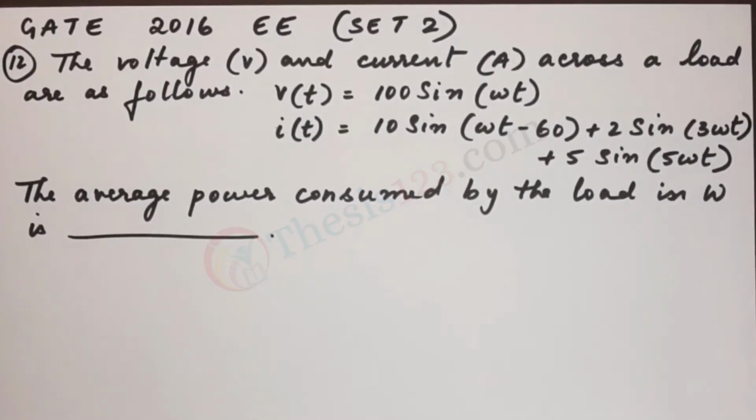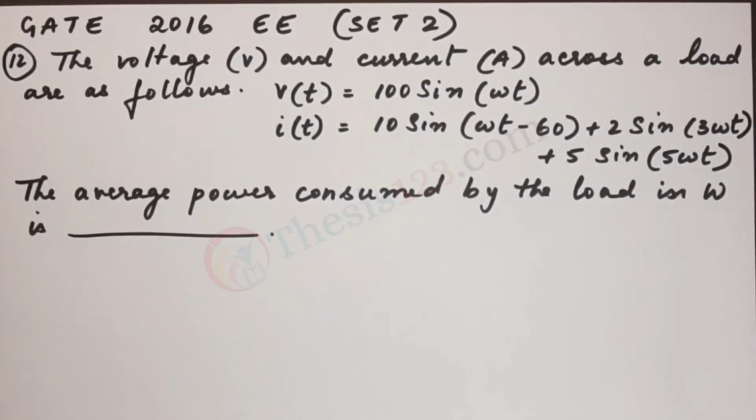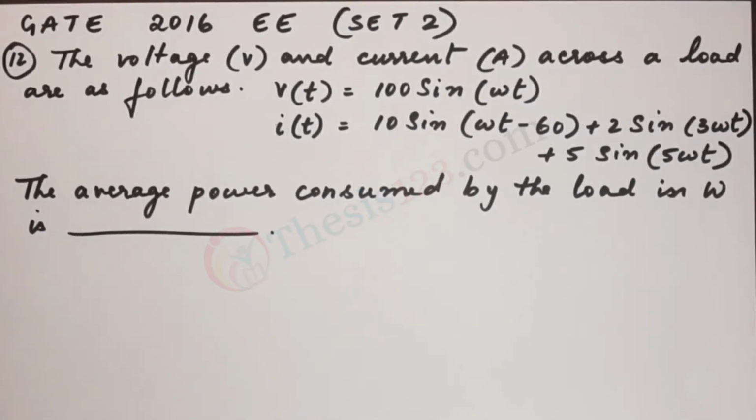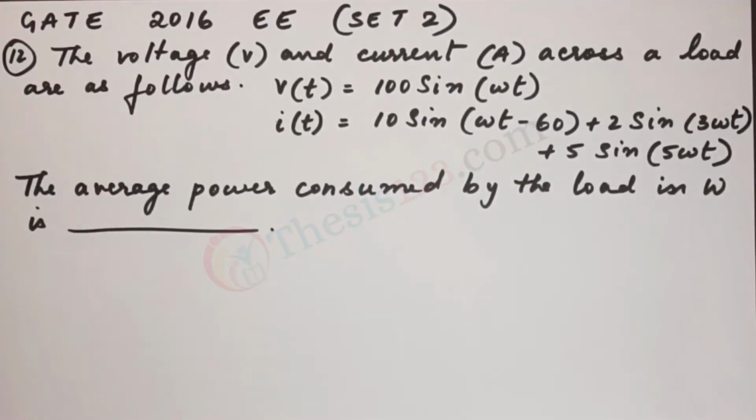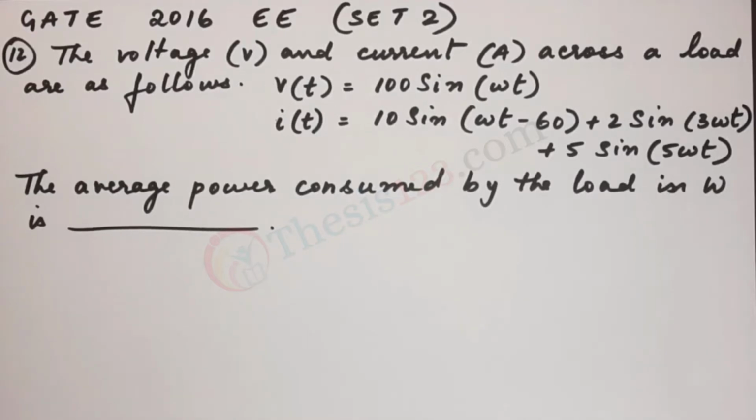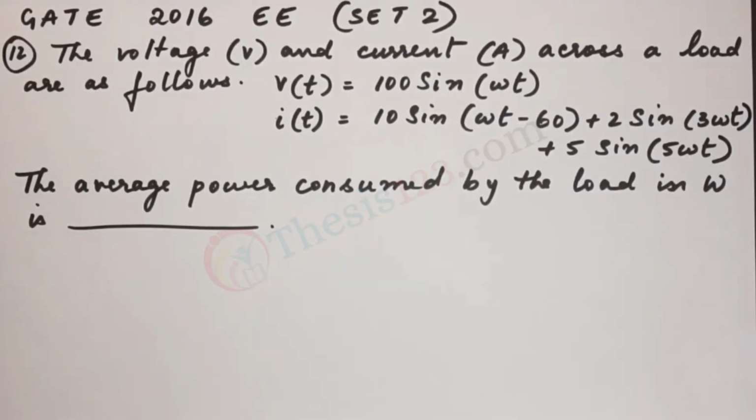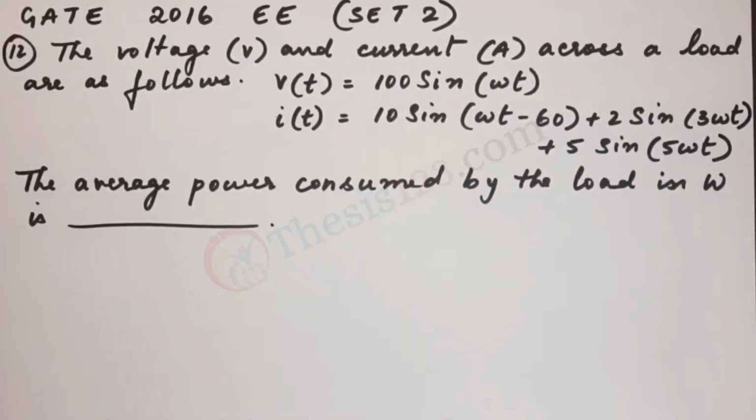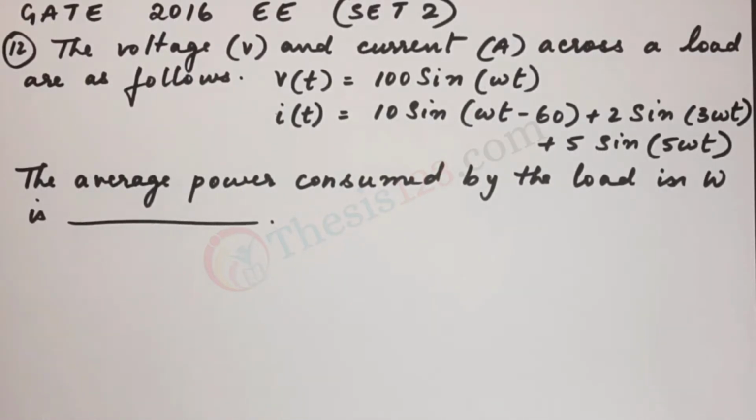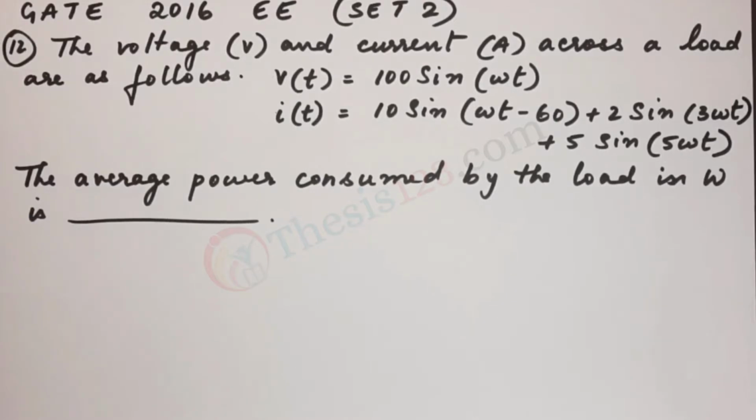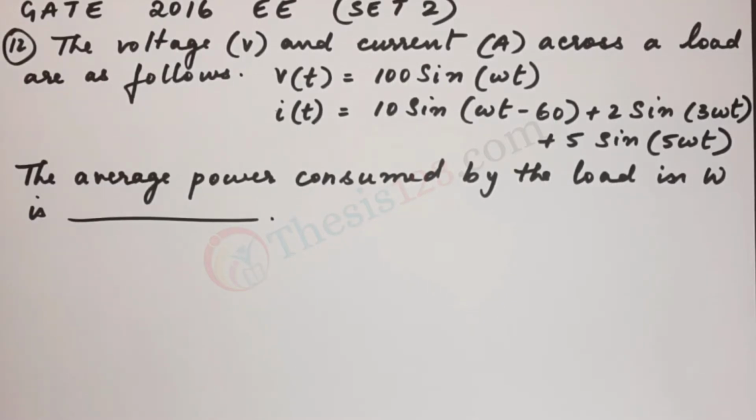Here's the next question, number 12. The voltage V and current I across a load are as follows. V of t is given as 100 sin omega t. I of t is given as 10 sin(omega t minus 60) plus 2 sin 3 omega t plus 5 sin 5 omega t. The average power consumed by the load in watts is dash.